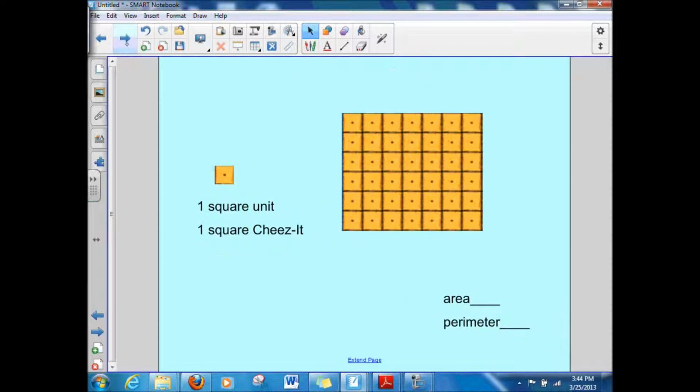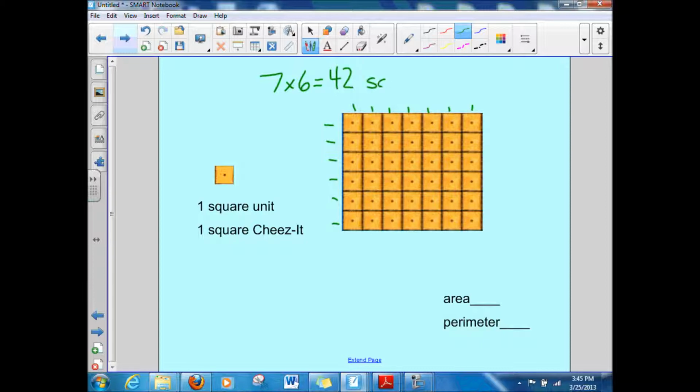Area is the number of square units needed to cover surface. We're talking about that. And we're also reviewing perimeter, which is the outside measurement. Let's use multiplication on this figure here. 1, 2, 3, 4, 5, 6, 7. There's 7 across the top. 1, 2, 3, 4, 5, 6. I think this is Braden's favorite fact. 7 times 6. The area for this is 42 square.